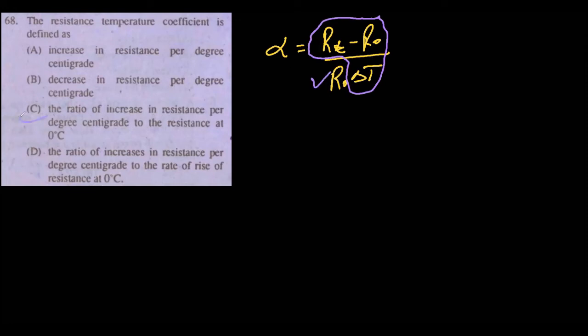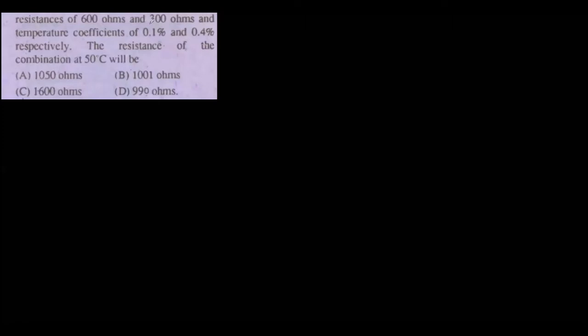So option C will be the correct answer. Okay, next MCQ: two coils connected in series have resistances of 600 ohm and 300 ohm and temperature coefficients of 0.1% and 0.4% respectively. The resistance of the combination at 50 degree will be?